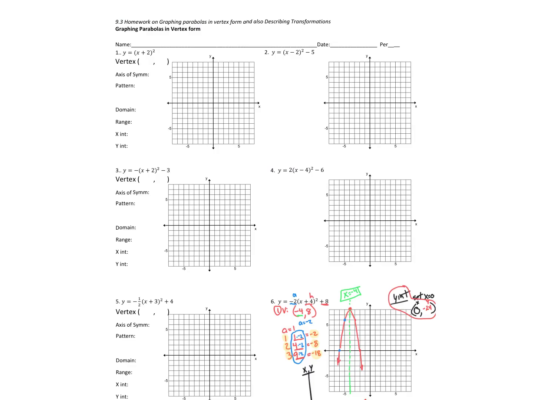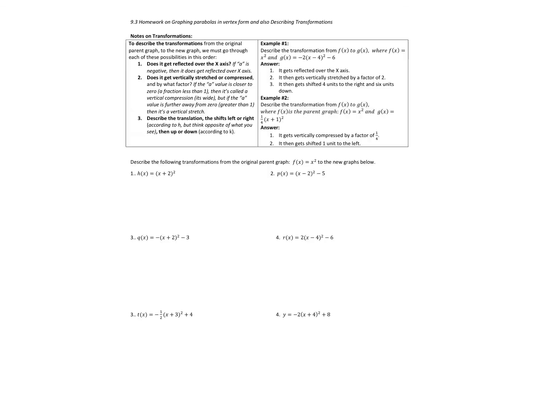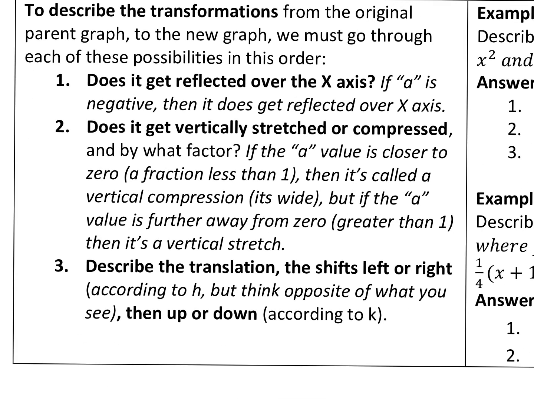Now, we had a homework assignment and we've already done all these 6 graphs and describing their details, the domain, the range, the x-intercepts, the y-intercepts, the pattern used, the vertex. That was all great. If you look at the second page of this PDF, you're going to see this homework assignment, which is based on transformations. Now, all of the notes that we just went over are written again right here. Does it get reflected over the x-axis? Does it get vertically stretched or compressed? Describe if it shifts left, right, up, or down.